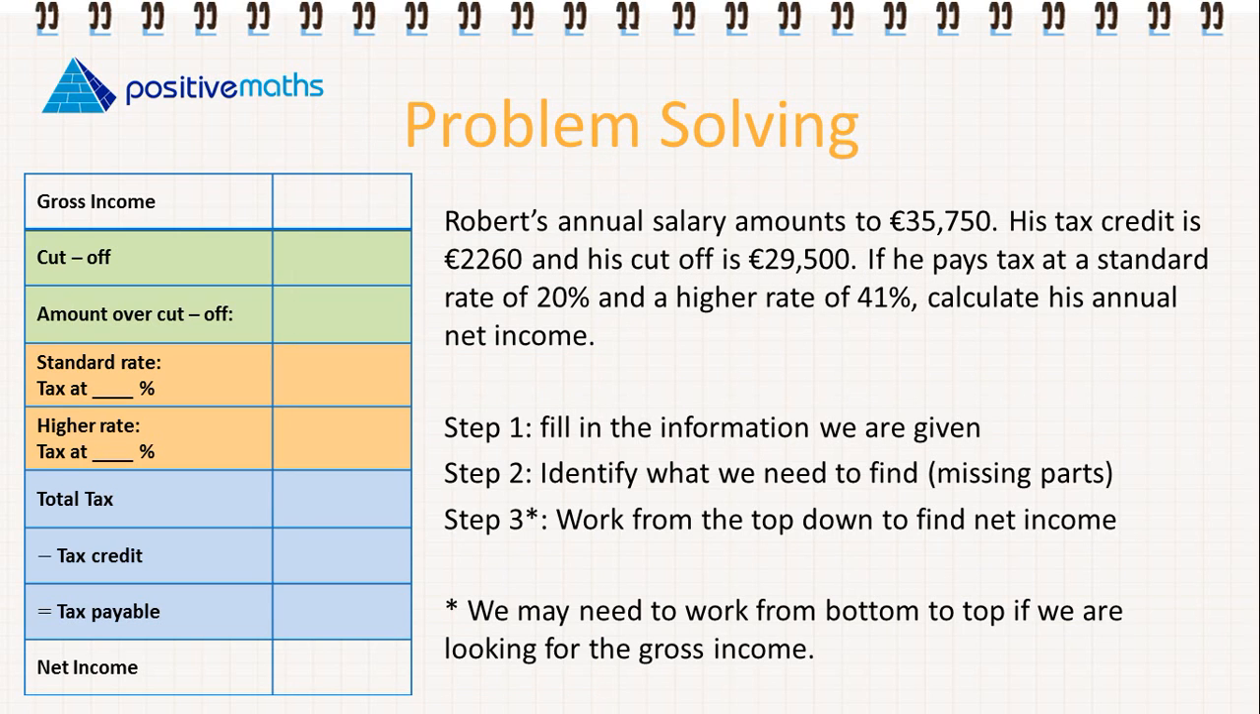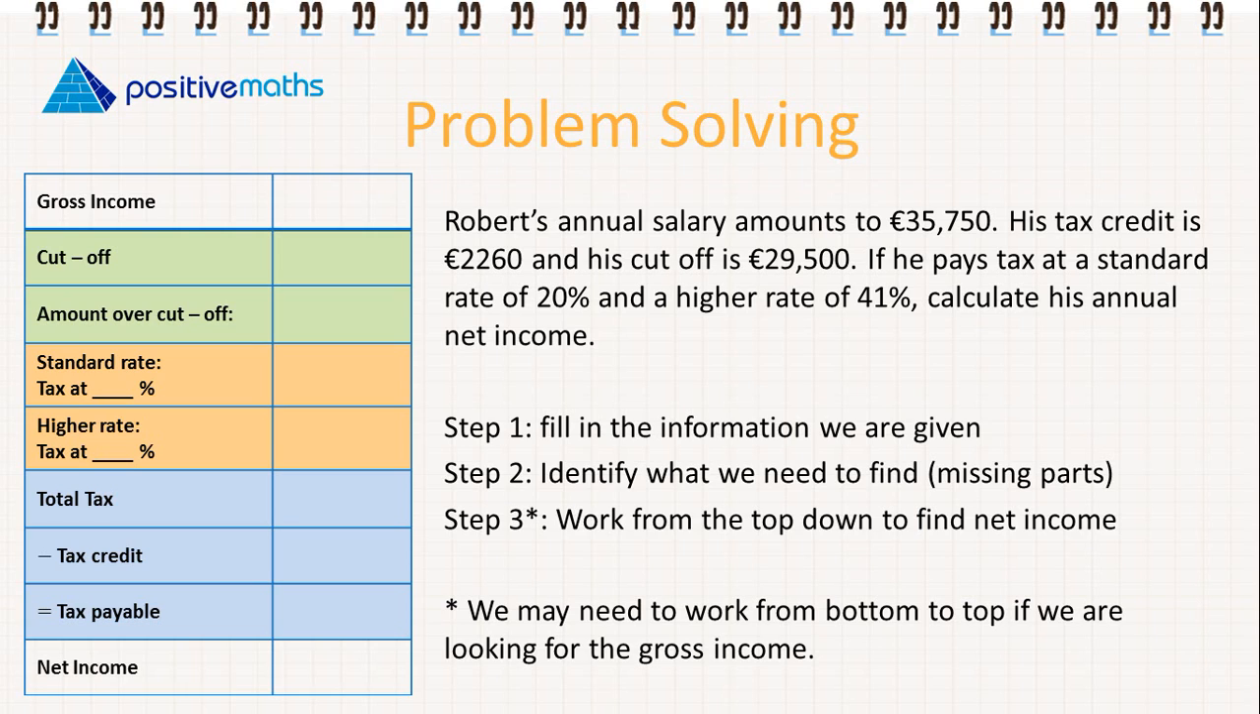So let's take an example. If Robert's annual salary amounts to €35,750, his tax credit is €8,260 and his cut-off is €29,500. If he pays tax at a standard rate of 20% and a higher rate of 41%, calculate his annual net income. So, the steps that we should follow.